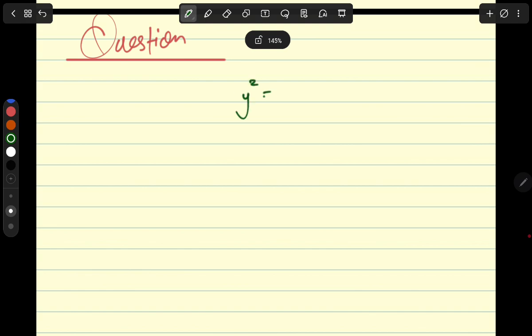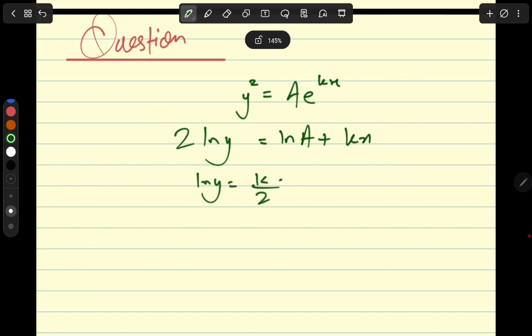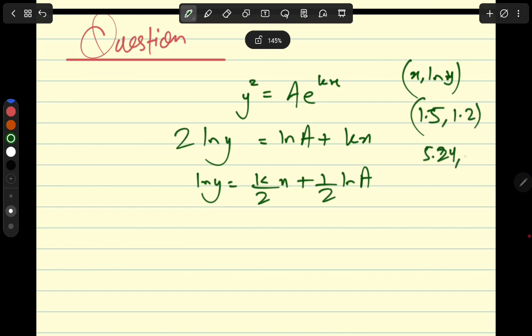So this was y squared equals a e to the kx, so this is going to be a practice. Introducing ln on both the sides gives us 2 ln y equals ln a plus kx, because ln e is 1 and kx was brought down. So this is ln y equals k upon 2 x plus half ln a. Okay, so ln y against x, we were given two values, 1.5 and 1.2, and we were also given 5.24 and 2.7.